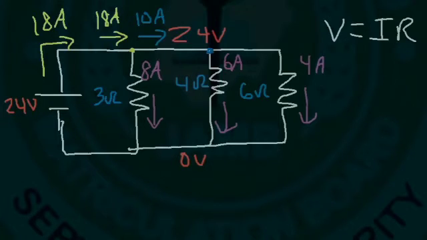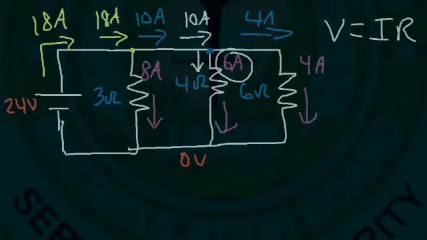Now as we approach the second point, let's get rid of the 24. We know that 10 amps enters the second point. 6 amps travels in a downward direction. 10 minus 6 is 4, so 4 amps flows this way. And 4 amps flows through this wire.